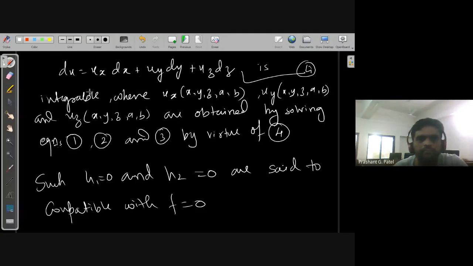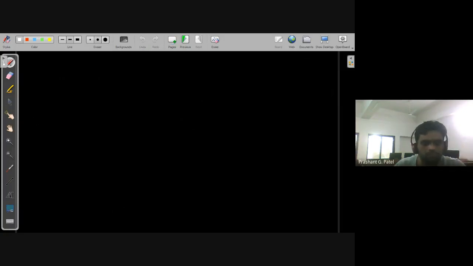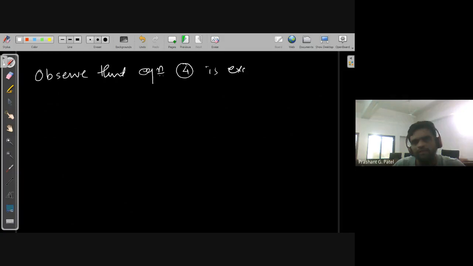Observe that this equation 4 is either an exact equation or it is not integrable at all. The equation 4, the Pfaffian equation we are talking about, is either an exact equation, or not integrable, meaning the solution is not possible.